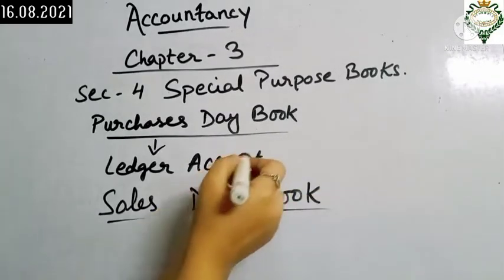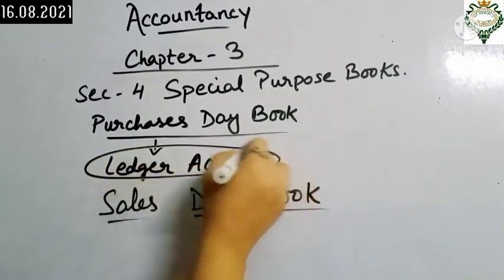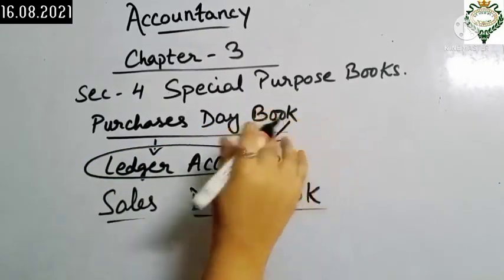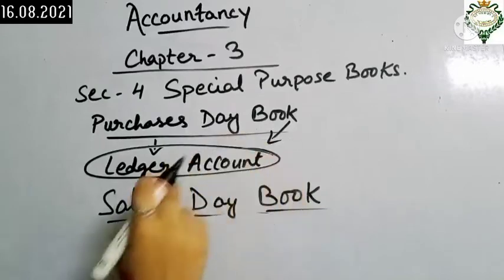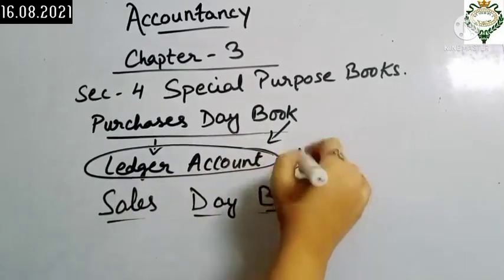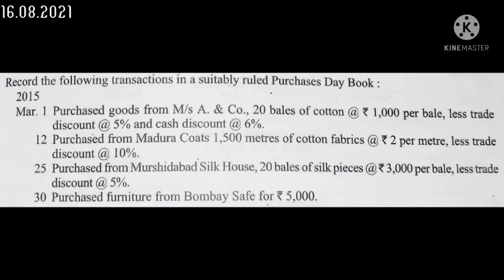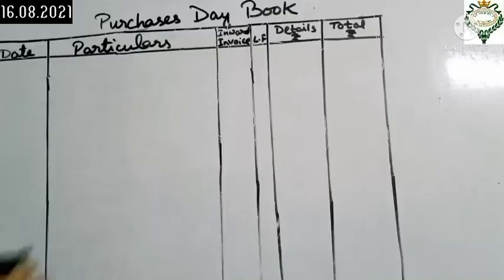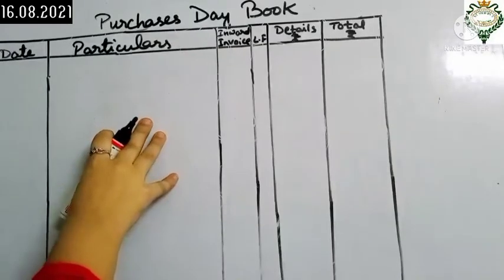So we'll do the sum for this ledger account, how to post the purchases book to the ledger account, and then we will do the sales day book. First come to the question. Look at the question. It is saying record the following transactions in a suitably ruled purchases day book, and the transactions are given here that we have to record in the purchases day book. So come to the solution, students. This is the format for the purchases day book.